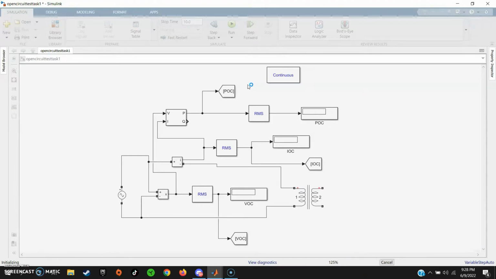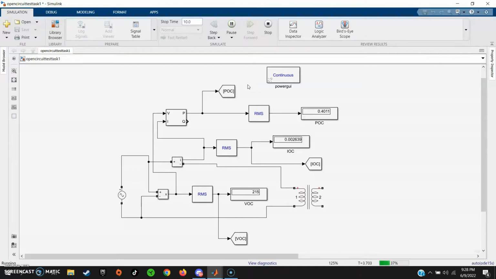Sorry for the compiling, it took a long time to simulate. Okay, for the open circuit voltage we got 215. For the open circuit current we got 0.002639. And last, for the open circuit power we got 0.4011 watt.